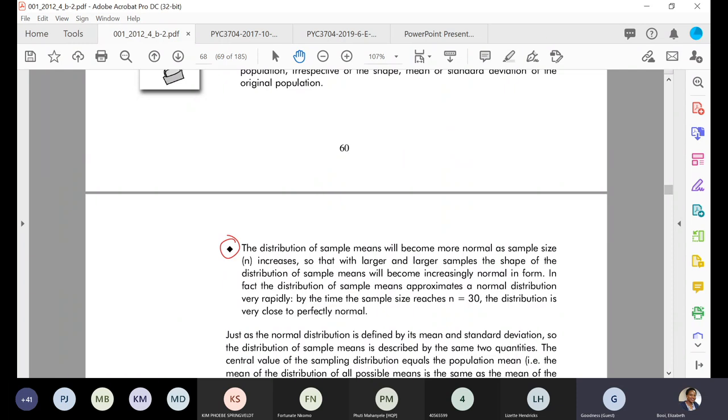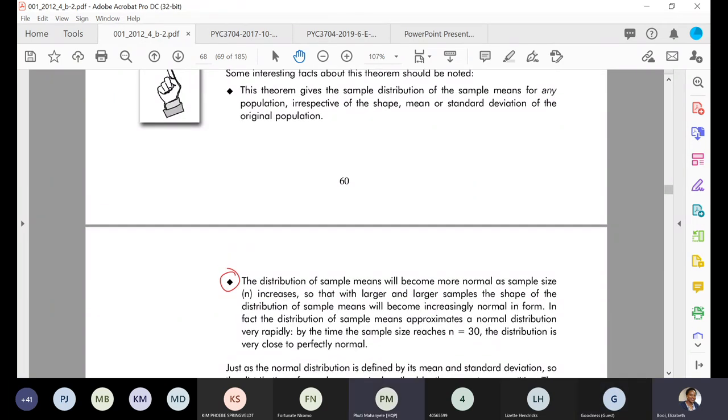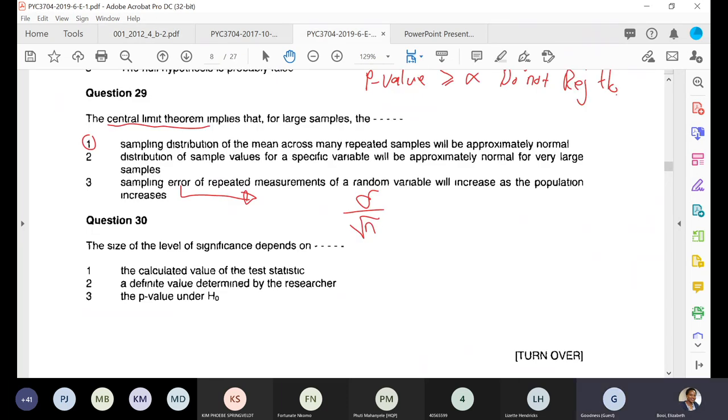The distribution of the sample means will become more normal as the sample size increases, so that with larger and larger samples, the shape of the distribution of the sample mean will also become increasingly normal in form. Number one says the sampling distribution of the mean across many repeated samples will be approximately normal.